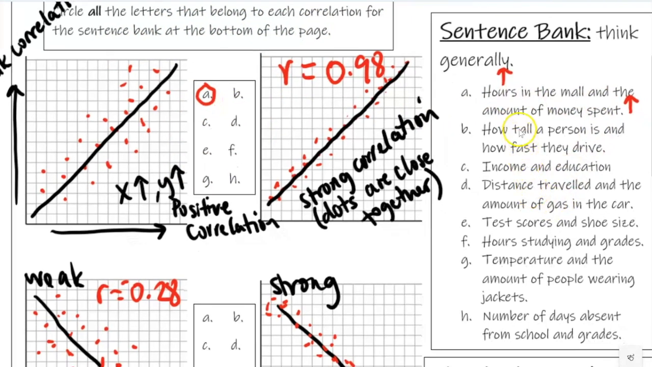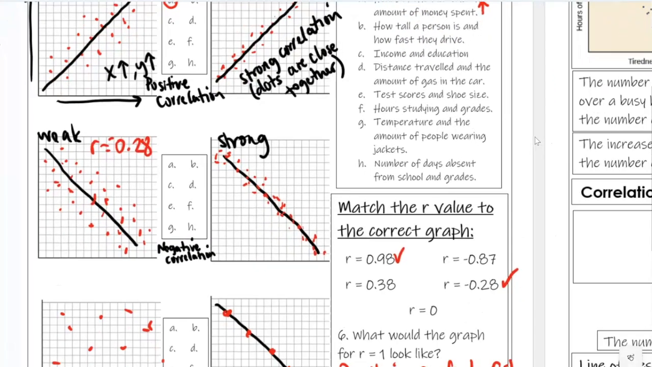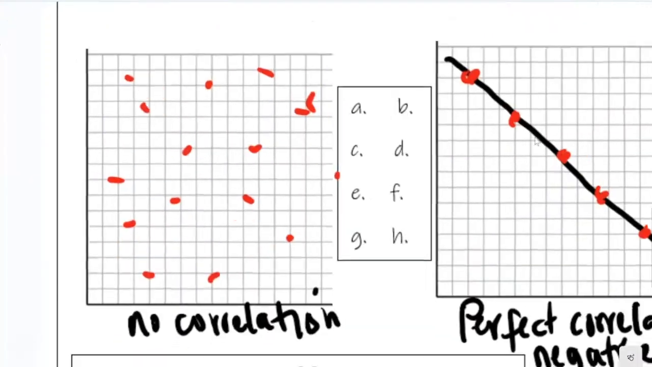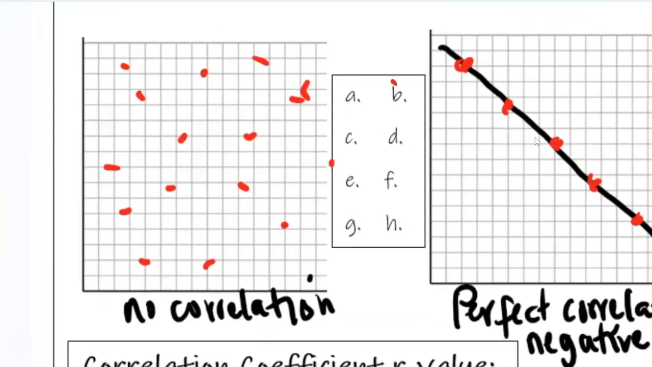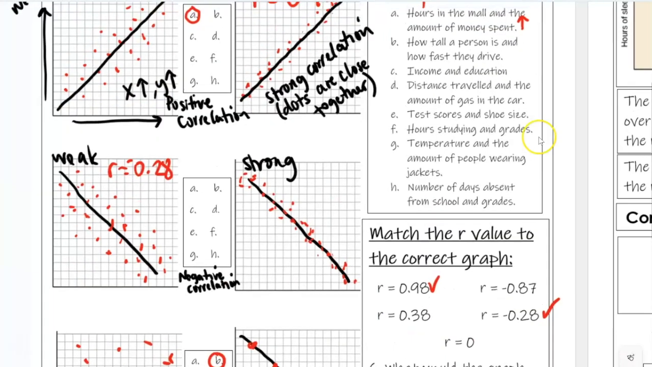All right, let me do another one. How tall a person is and how fast they drive. Can you say the taller a person, the faster they drive? Or can you say the taller the person, the slower they drive? No, this has nothing to do with each other. If it has nothing to do with each other, what correlation is that? None. So I'm going to circle B. And again, remember, this is just in general. This doesn't fit every single person.